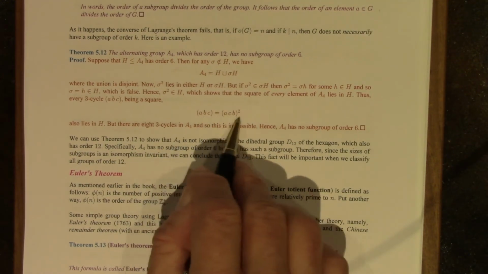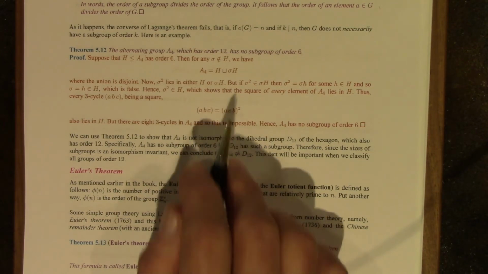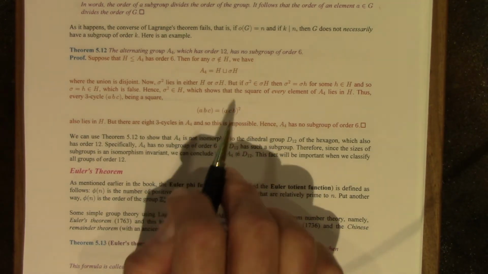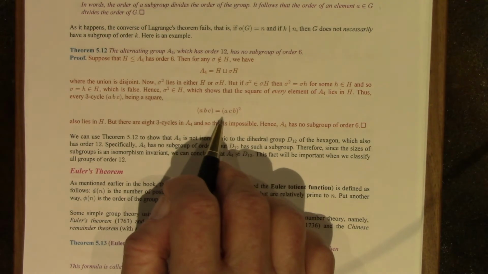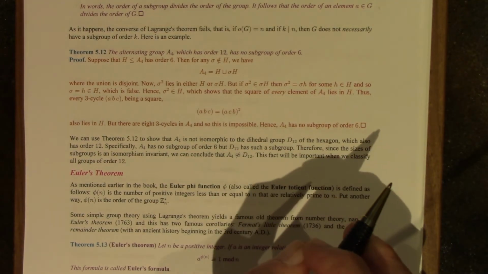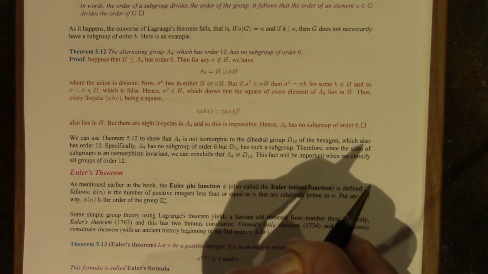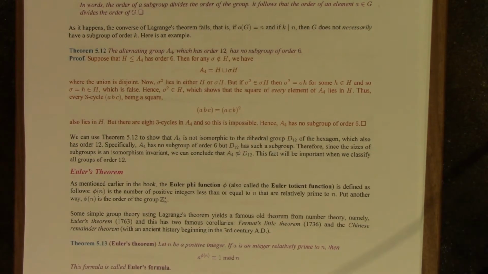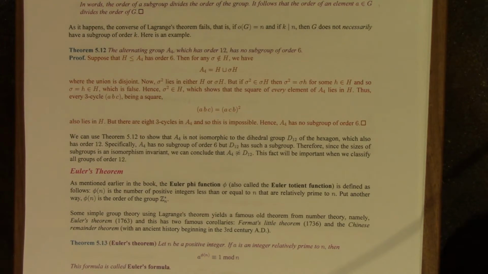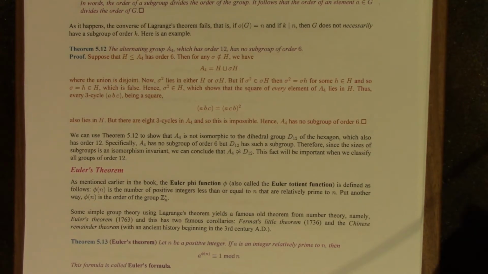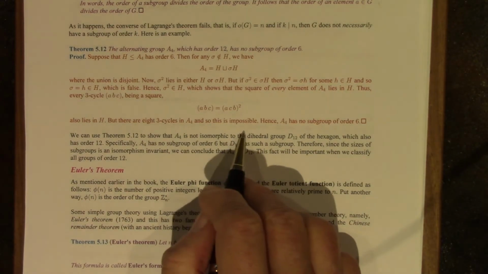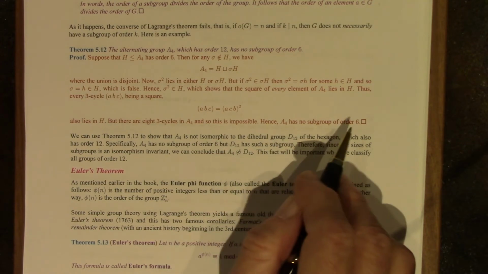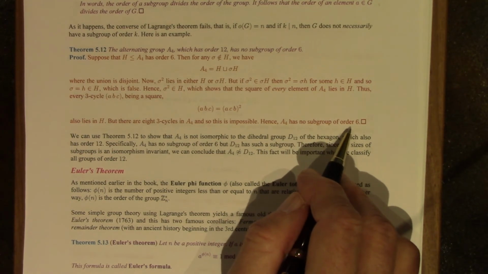And you can check this formula easily. So every 3 cycle must lie in the subgroup H. But there are 8 3 cycles, and I'll let you check that. But H only has size 6. No can do. Contradiction, so A4 has no subgroup of order 6.